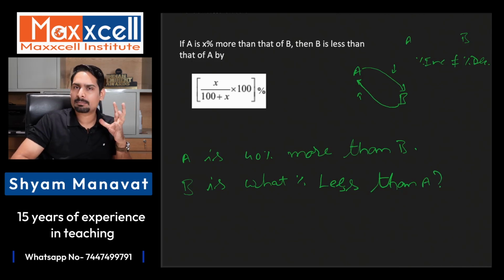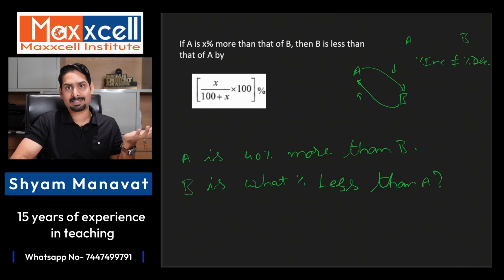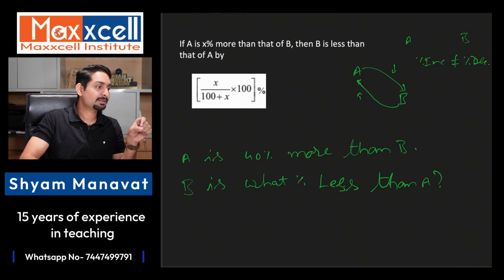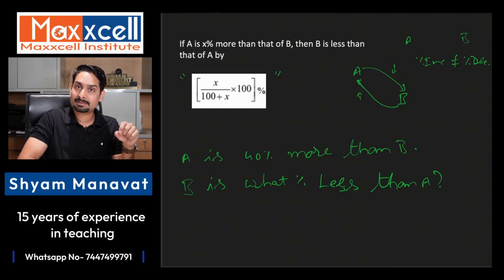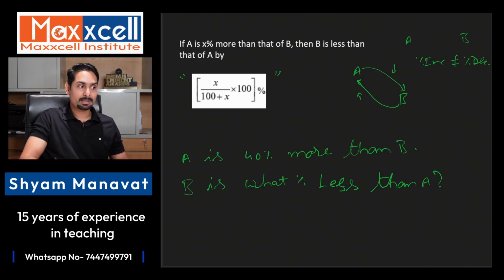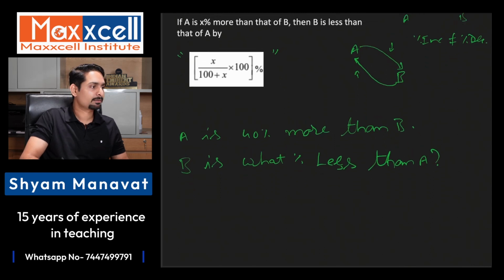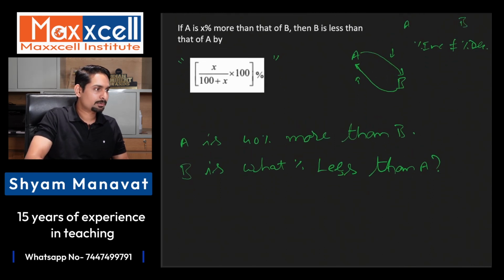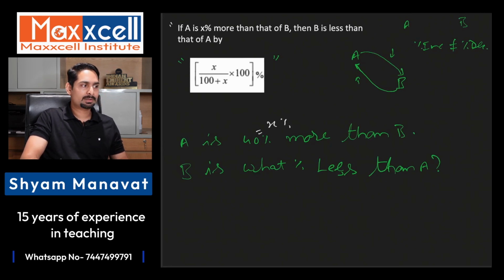B is less, but by what percent? We can assume some numbers and find that, but we can also use this expression. This is a beautiful expression, and you should all remember it. It's an amazing expression to make your calculation shorter. So if A is 40% more than B, then B is what percent less than A? As per the expression, we take this 40 to be X.